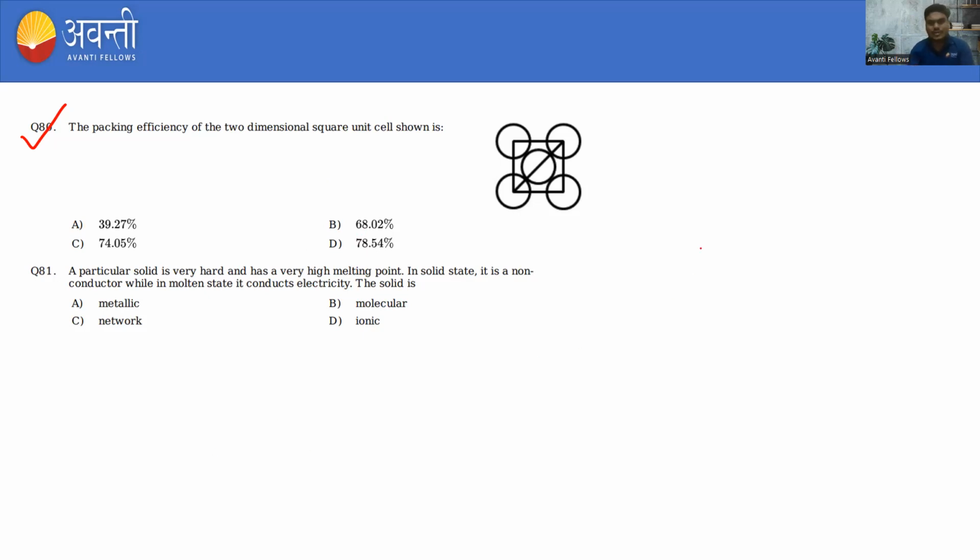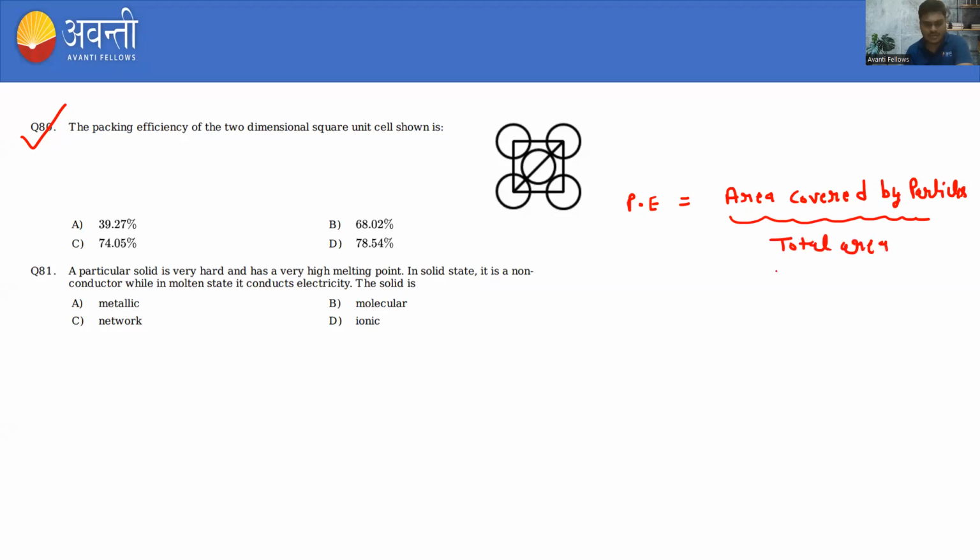So we know how to calculate the packing efficiency. Basically, we can calculate the packing efficiency by using the formula: packing efficiency is equal to the area covered by particles divided by the total area. So we know the formula.